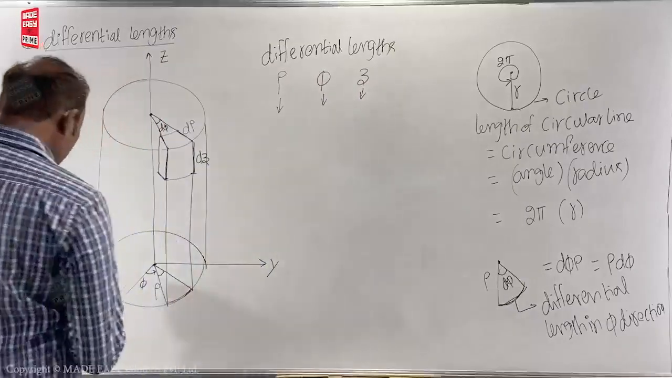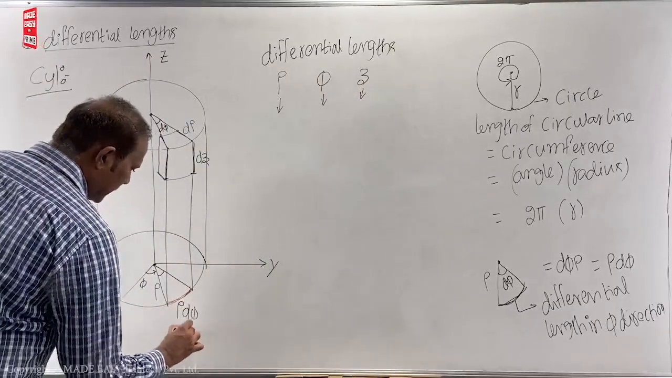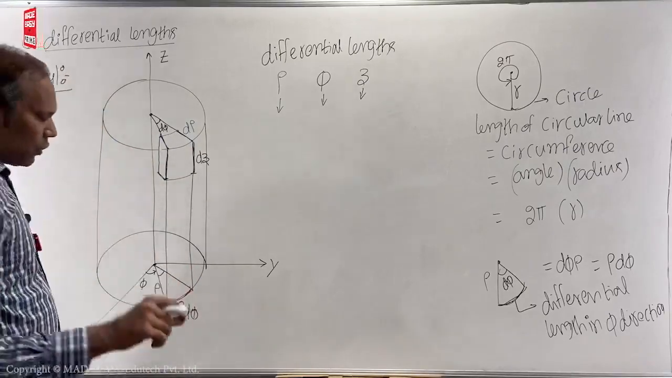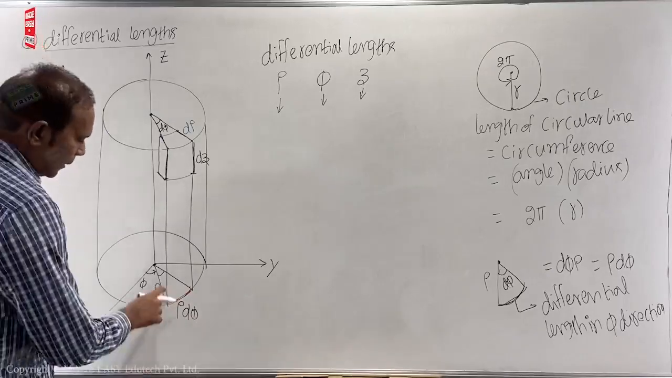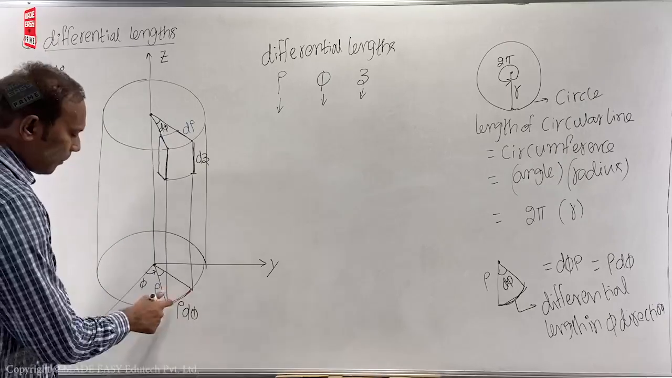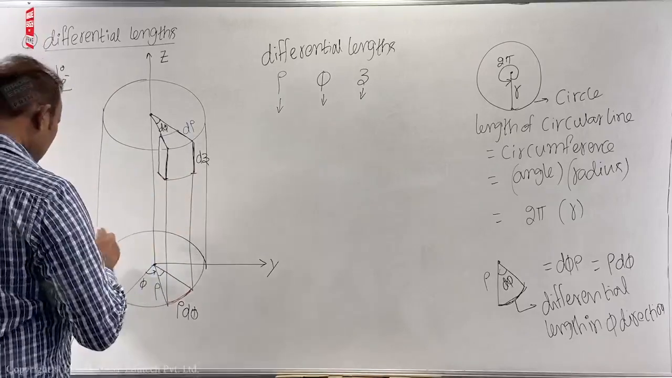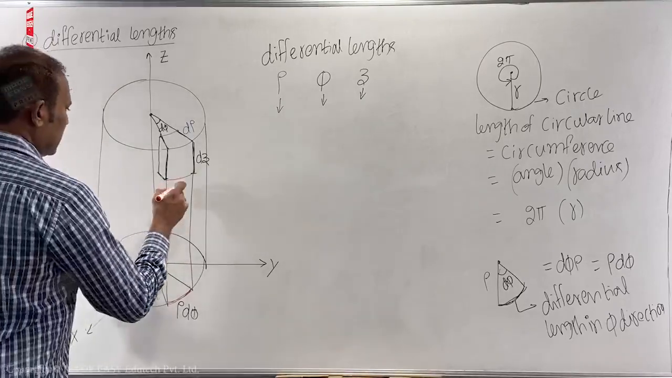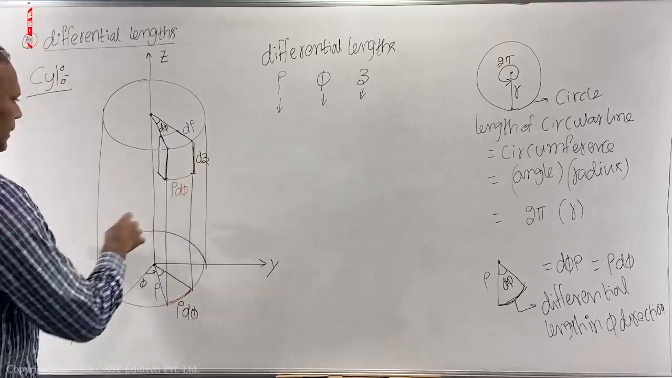So dear students, similarly here, what is this length here? This is rho d phi. So if you want, you can note down: d phi is the differential angle. You multiply with radius, you get the differential length in phi direction. So in that way, this one is the differential length in phi direction, that is nothing but rho into d phi here.